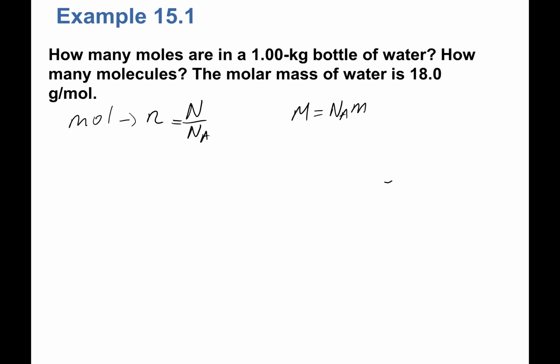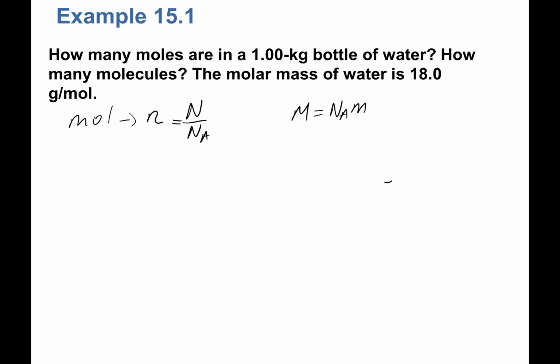Let's look at the first part of the question. It says how many moles are in a 1 kilogram bottle of water. That means we want to find the number of moles where the mass is given as 1 kilogram. We're also given the molar mass, which is 18 grams per mole. Because we don't know how many molecules there are, I can't use the first ratio, so we use the second ratio: number of moles equals the mass divided by the molar mass.